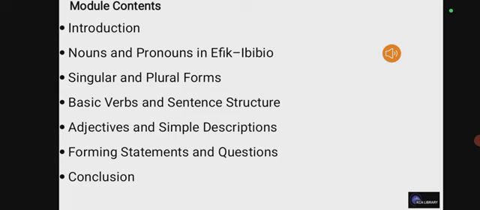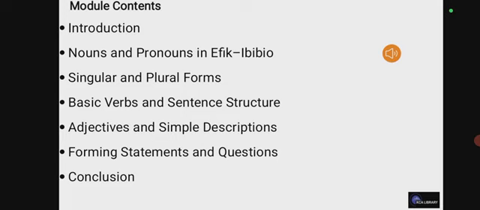Nouns and pronouns in Efik-Ibibio covers the identity words. You learn how native nouns usually start with vowel prefixes like a, i, o, or u, and how those prefixes matter. You also learn the 2 types of pronouns, independent pronouns for emphasis and subject prefixes that attach to verbs in everyday speech. Singular and plural forms teaches you how to talk about one thing versus many.